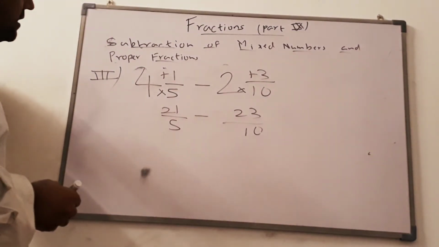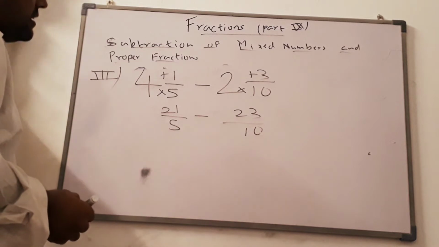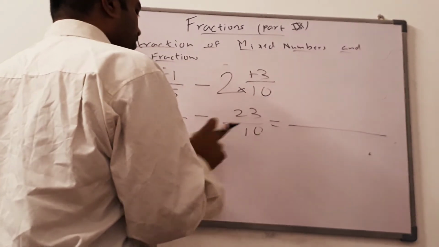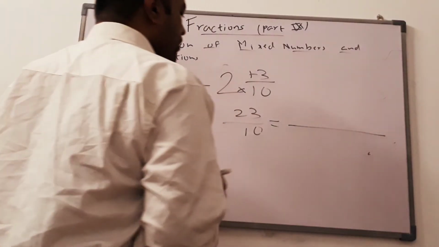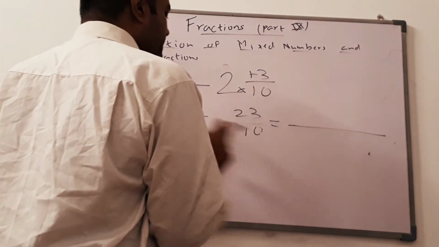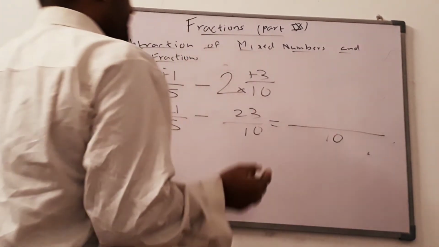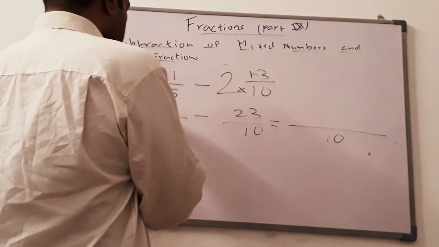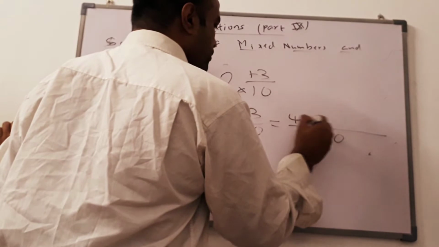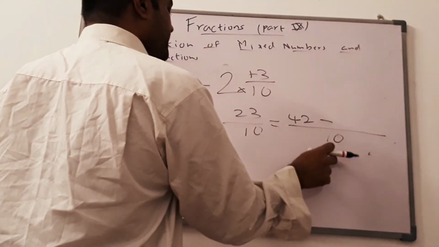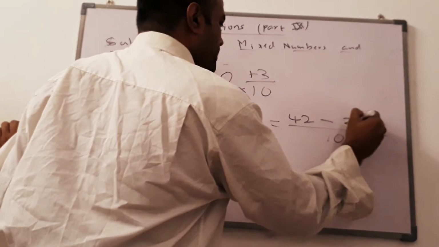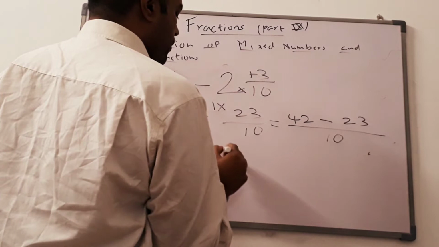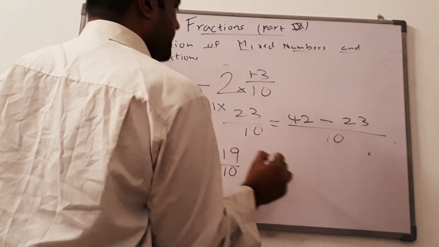Now we want the common denominator. 10 is a multiple of 5, or 5 is a factor of 10. So we can straight away take 10 as the common denominator, because 10 is divisible by 5, and 10 means 5 times 2. So 2 times 21 means 42, minus how many tens in 10? 1. So 1 times 23, 23. So here the answer is 19 out of 10, an improper fraction.